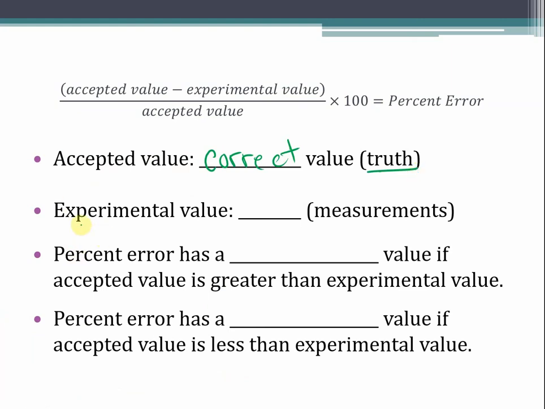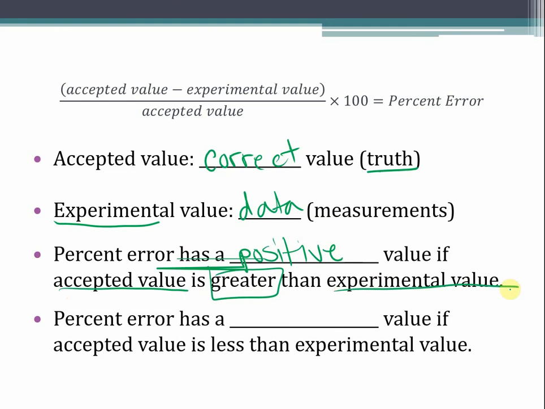Then you have your experimental value. That is what happened in your experiment. It's what you got as your data, as your measurements. It's what you found when you did this. So if you have a percent error that is positive, it means that the accepted value was greater than the experimental value. When you measured that pencil, when you measured whatever it was you were measuring, the number you got came up a little bit short, and that's going to give you a positive percent error.